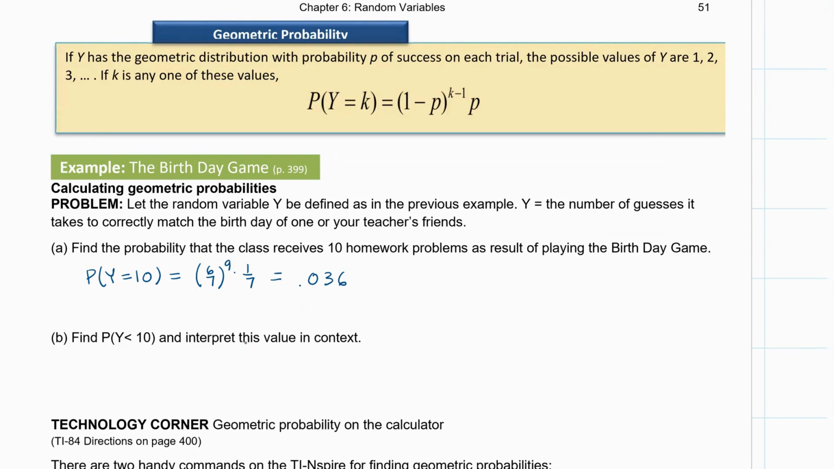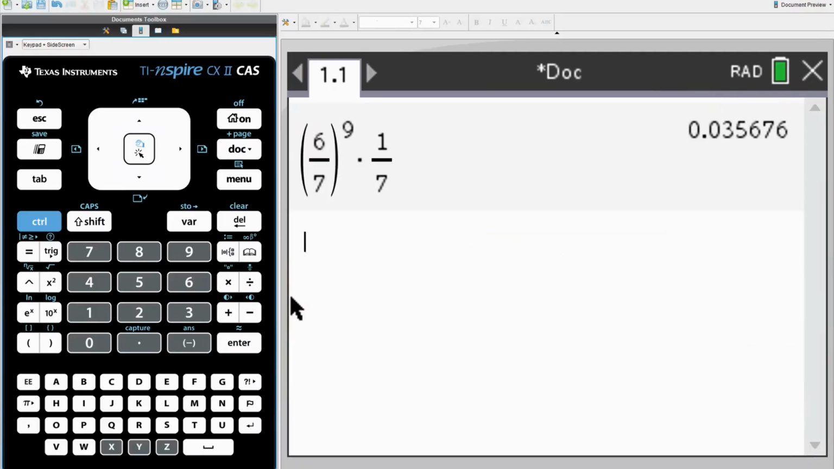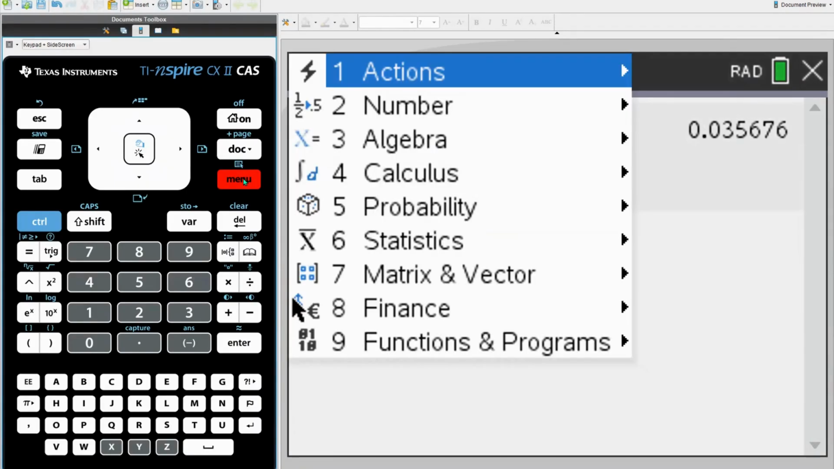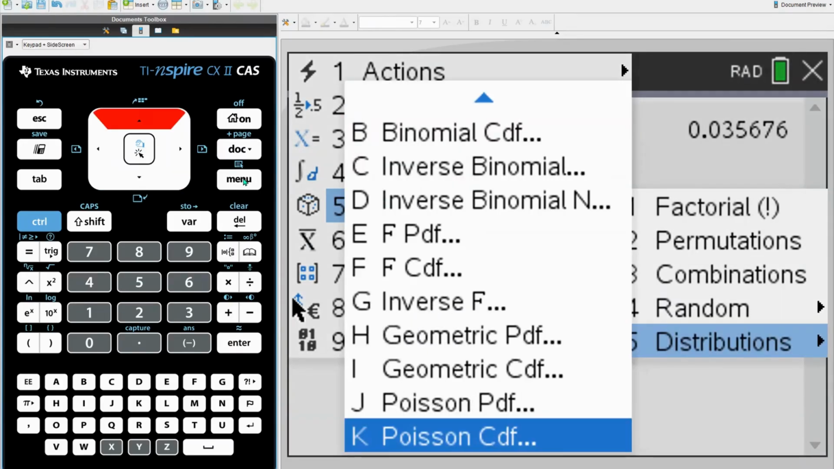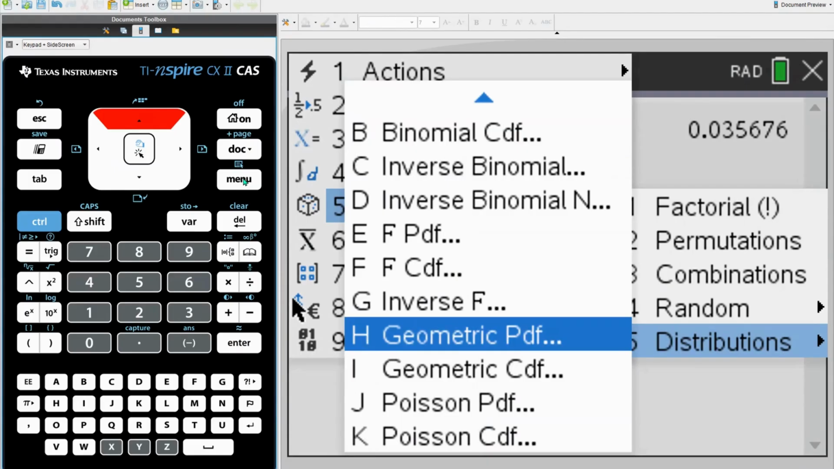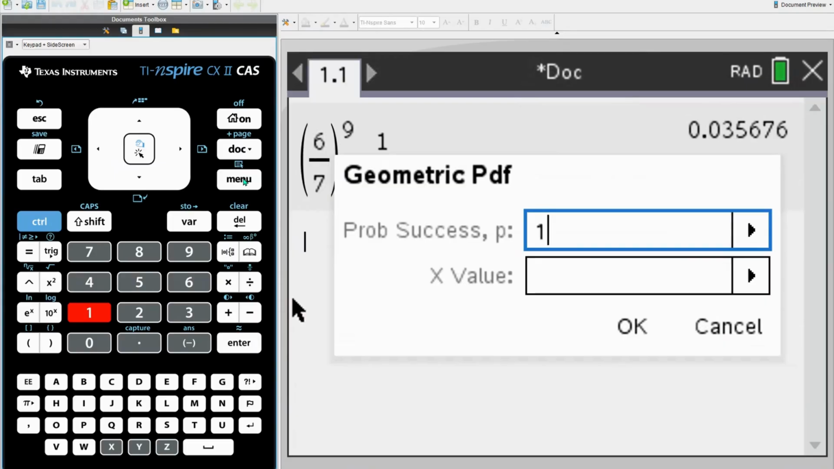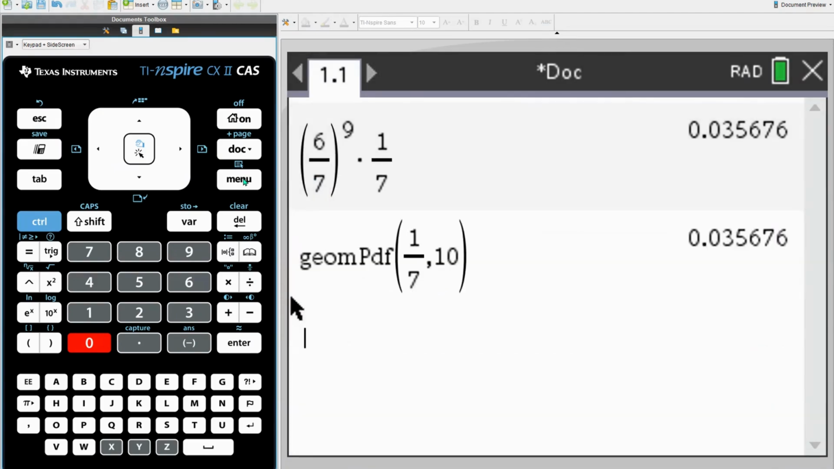Now, I did that on the calculator, putting in this directly, but we can also find this value by going to menu, probability, distributions, and way at the bottom of the list is geometric PDF. Probability of success is 1/7, and we're looking for 10 to be our value. We got the first success on the 10th trial, and you can see we're getting the exact same number out.